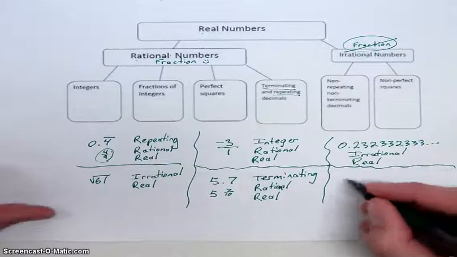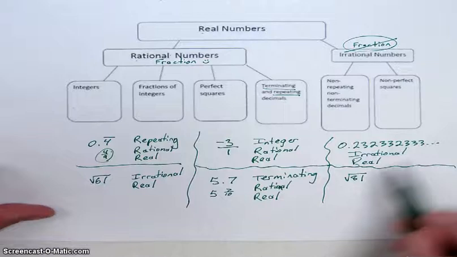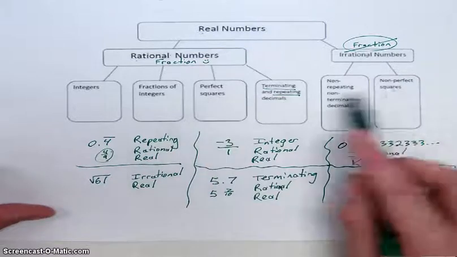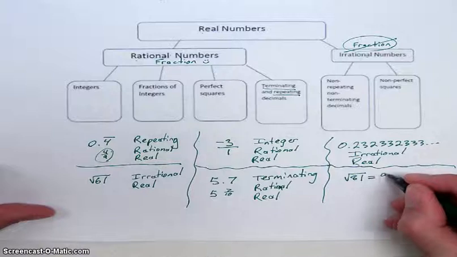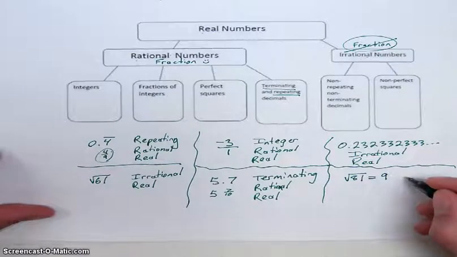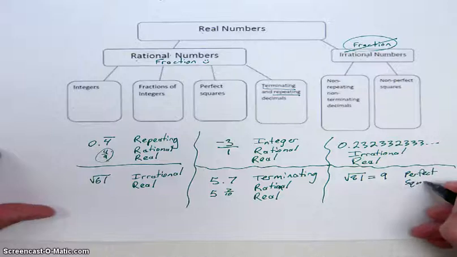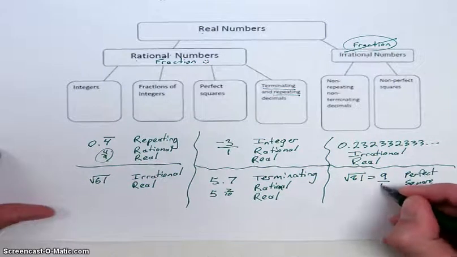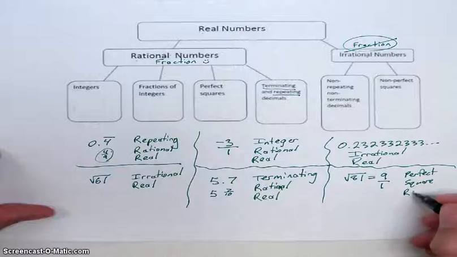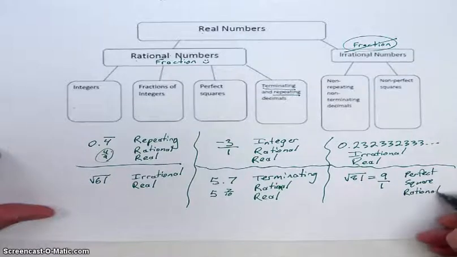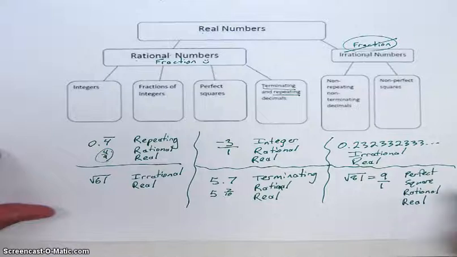Last example, square root of 81. This is a square root, so I'm looking for squares here, and it's a perfect square. This is the same thing as the number 9. So I can say that this is a perfect square. I can make this into a fraction by propping it up with a stick and making 9 over 1. So this is going to be rational since I can make it into a fraction. And all rational numbers are real. Hope these examples helped.